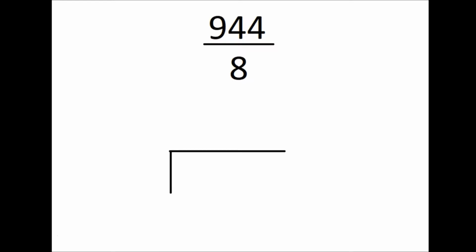We're going to use this long division symbol right here, and we're going to have a number on the outside of that long division called a divisor and a number inside of the long division called a dividend, and the answer on the top is called the quotient. So what does that mean for the 944 divided by 8?